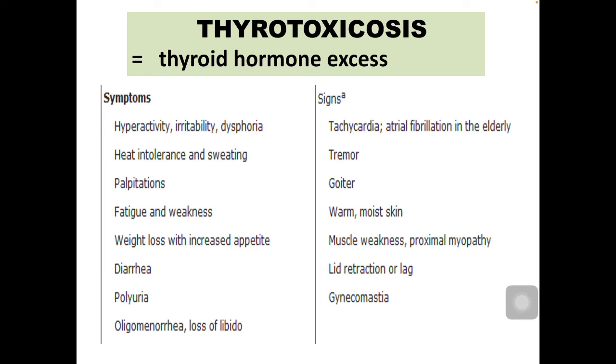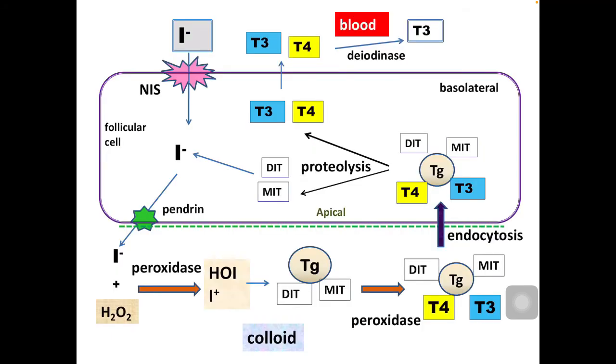What are the signs? So usually on examination of pulse, you will find tachycardia and irregular pulse. There may be atrial fibrillation. Tremors are there at resting, and goiter, enlarged neck region swelling is seen. An enlarged thyroid gland may be seen. Warm, moist skin, muscle weakness, lid retraction and lag, and gynecomastia may be seen. So these are the signs of thyrotoxicosis.